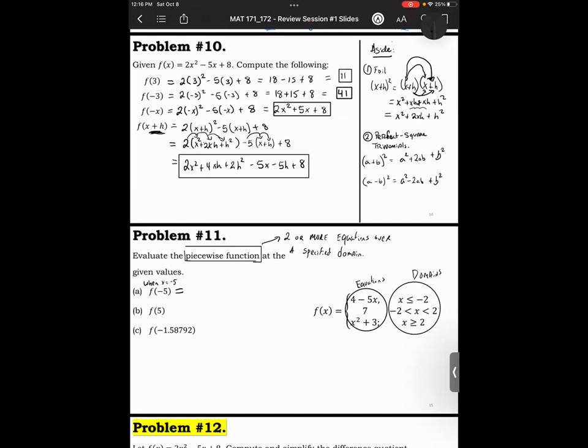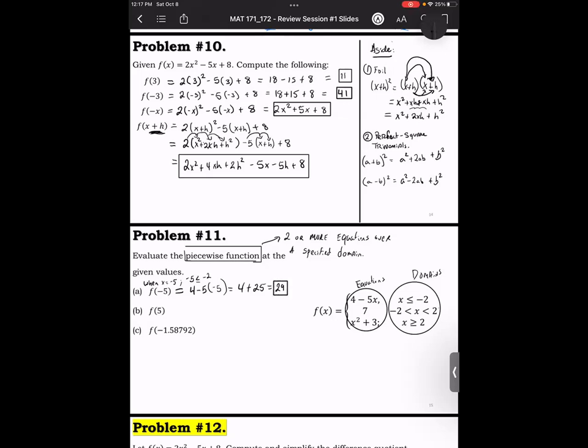I think it's the first one. Yeah, that's correct. When x is equal to -5, we have that -5 is less than or equal to -2. So we have to plug -5 into that first equation. The corresponding equation for the domain was 4 minus 5x. Therefore, f of -5 is 4 minus 5 times -5. What's -5 times -5? 25. So you get 4 plus 25, which is 29.